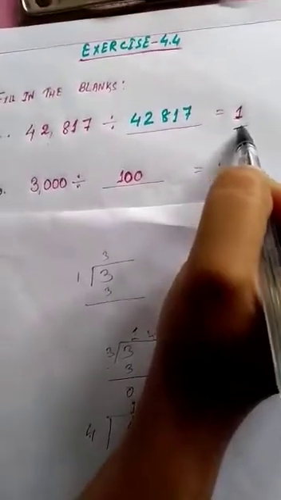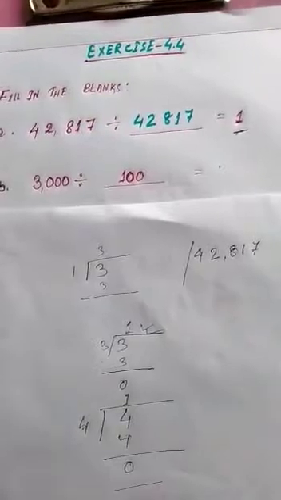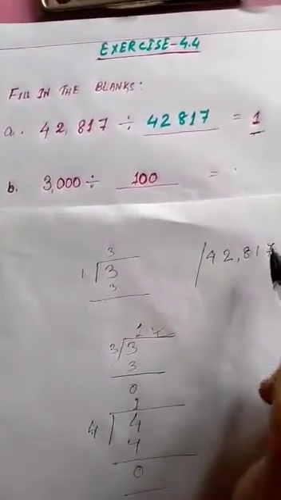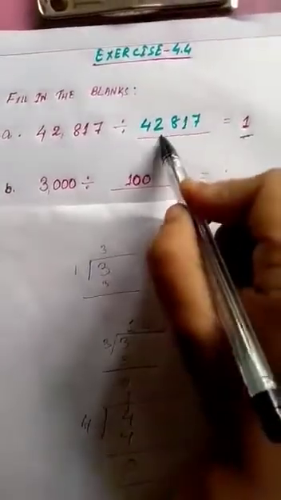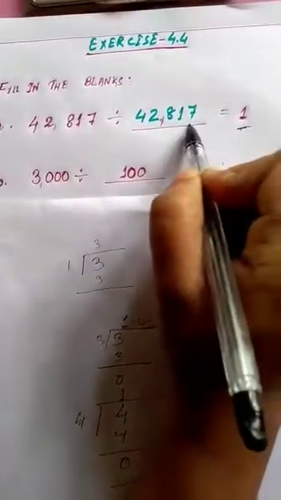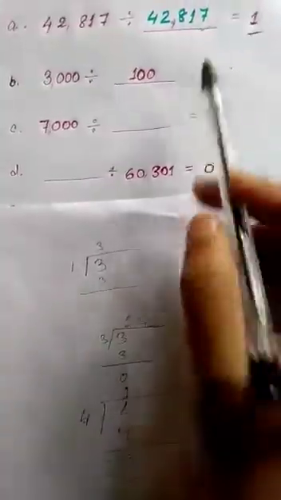So according to the property we just told, a number divided by itself gives 1. So here it will be the same number, so it will be 42,870. Okay students, we have just used the property of division.